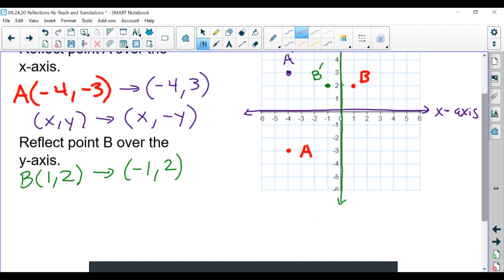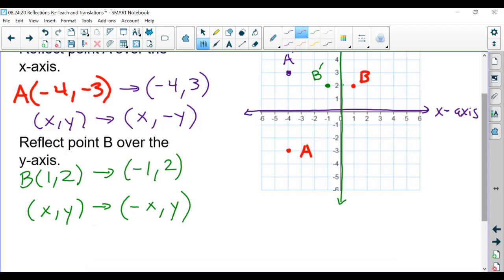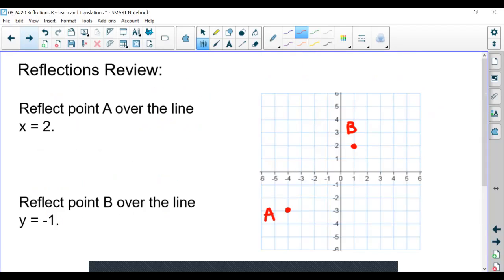This is similar to the x-axis. It's just that now, when we're looking at the rule, the x value changed and y stayed the same. So when it comes to reflections, the general idea is just count how far away you are from that axis of symmetry. Let's see another example.